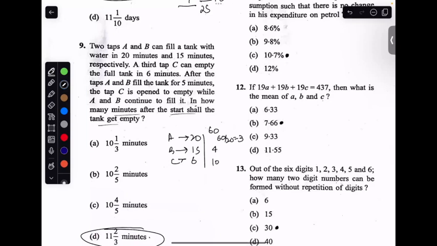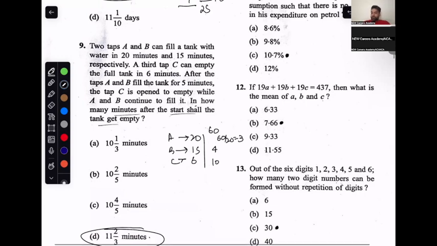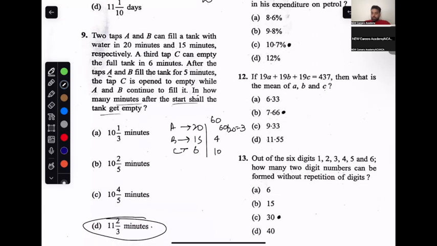My purpose of doing it with pace is just to tell you how you can do this question, provided you've done your practices well. After two taps, A and B can fill the tank in 5 minutes. A plus B, 5 minutes. 7 fives are 35. So 35 is tank is filled.